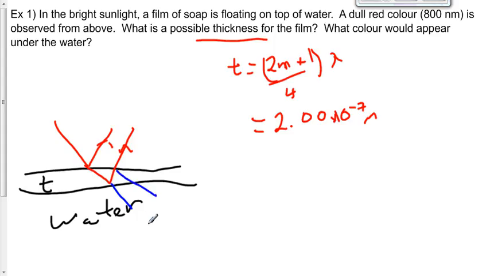So now we're looking at underwater, so we're looking at transmission. We know the thickness of our film, and we're looking for a bright spot. So we're looking for T equals m over 2 lambda. All right, so we know our thickness, we want our lambda. The only question again is, which m should we use? And so we have a couple options.